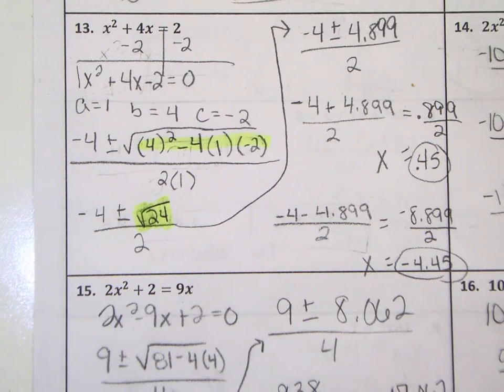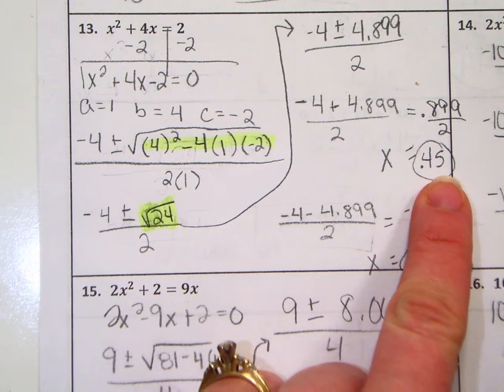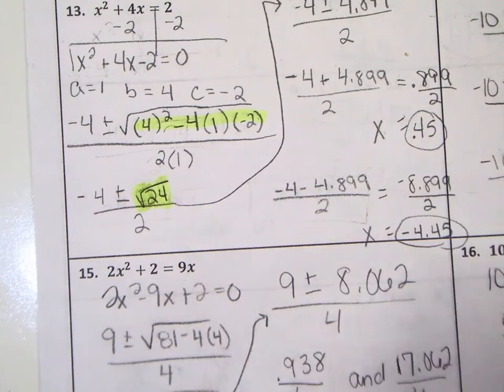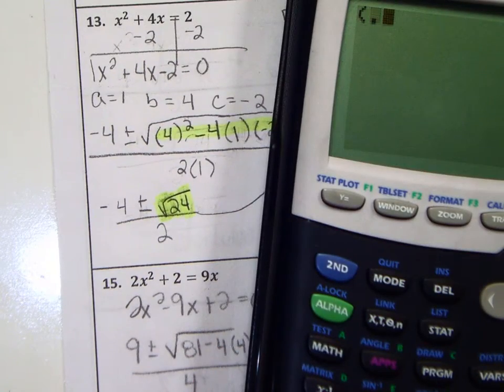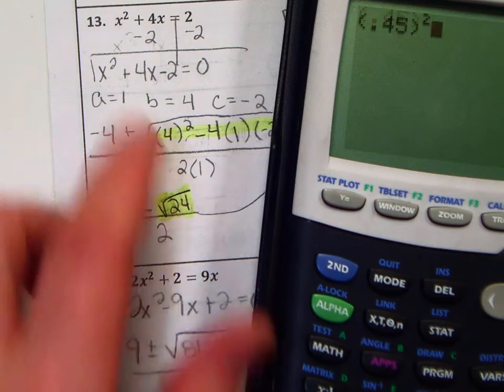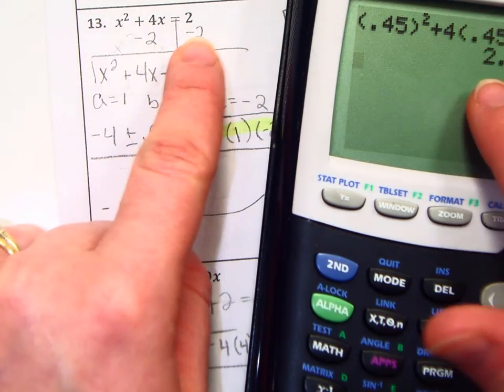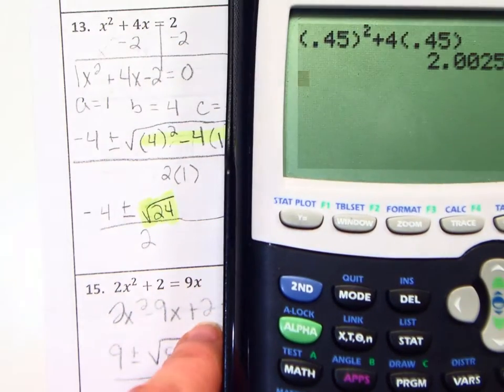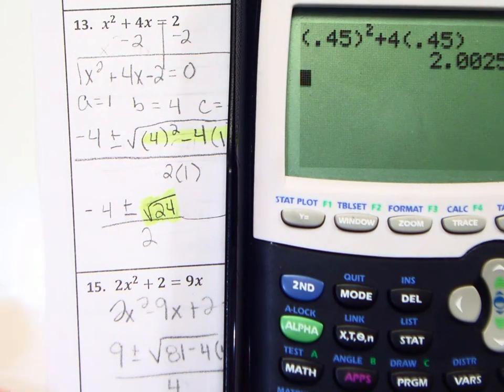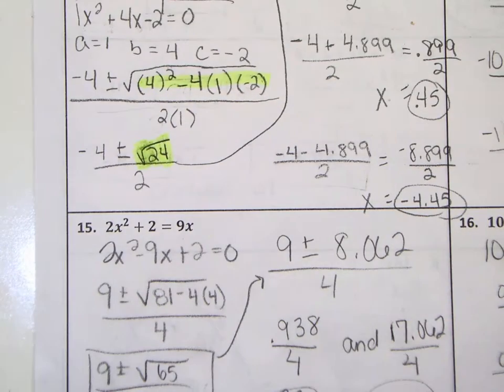I can go as far as to show you real quick. Now, since we rounded, our answers are just going to be a little bit off. But let's just test our 0.45 answer to show you how that would be true. If we were to do 0.45 squared instead of x squared plus 4 times 0.45, we would end up getting something really, really close to 2. And since we rounded, that's why we're a little bit off. And that would be the same thing as if you plugged in the negative 4.45. You would get another answer really close to 2.